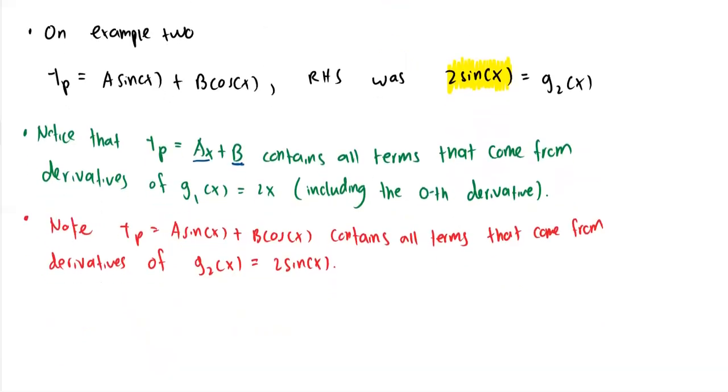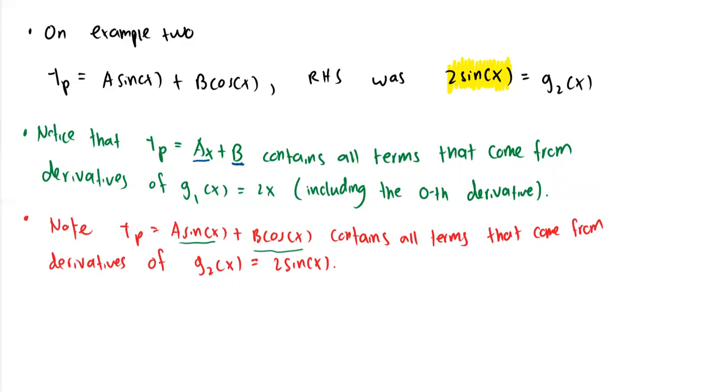Why is this the case? Well, think of all possible derivatives of 2 times sine of x. The derivatives are always going to alternate between sine and cosine, up to a constant. The constant might be 2, might be negative 2, might be 2, might be negative 2, etc. But the actual functions are always going to involve a multiple of cosine or a multiple of sine. Both terms are included in our form of a particular solution. And this is basically the method that we're going to use.